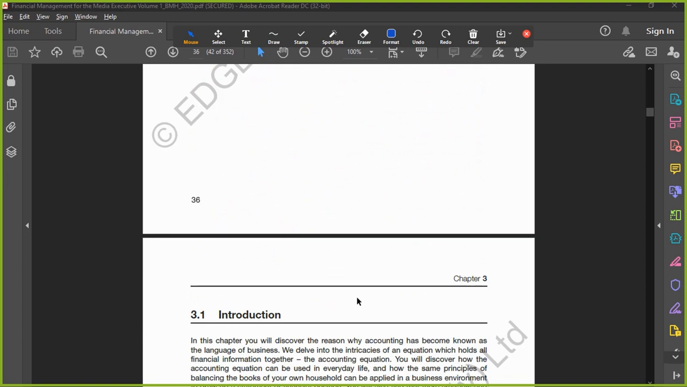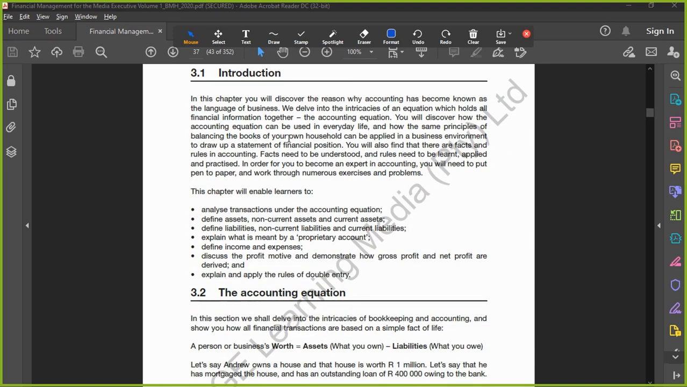To start off with, we have an introduction. In this chapter, you're going to be looking at the reason why accounting has become known as the language of business. We've described that already. We know accounting is used to convey financial information to users so that users can make decisions with that information. So as we delve into the intricacies of the accounting equation, which is basically outlining the financial information, but on a transaction by transaction basis, you're going to discover how the accounting equation can be used in everyday life.